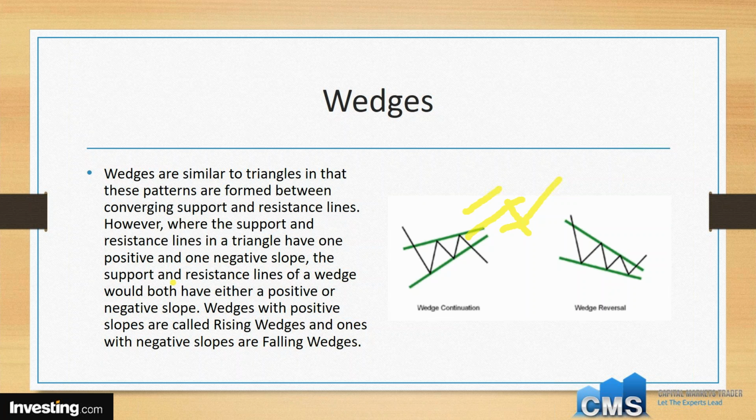When you draw a line between the swing lows and the swing highs, say it's an uptrend, you find the swing highs and draw a line forward, and then you find the swing lows and draw a line forward. You've now drawn two support and resistance lines on there.